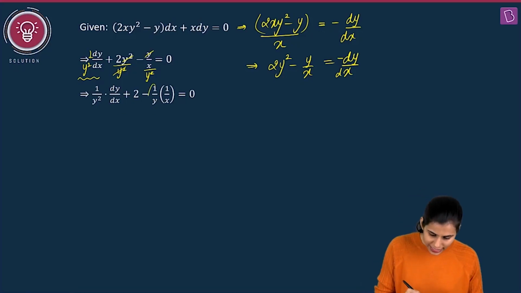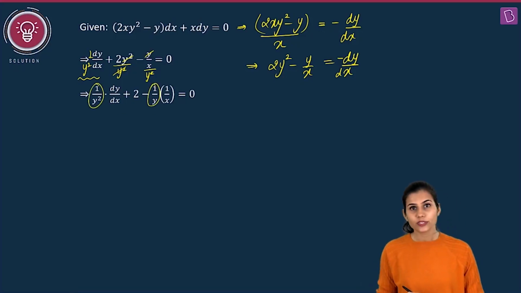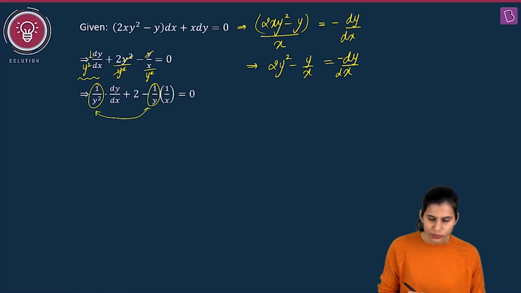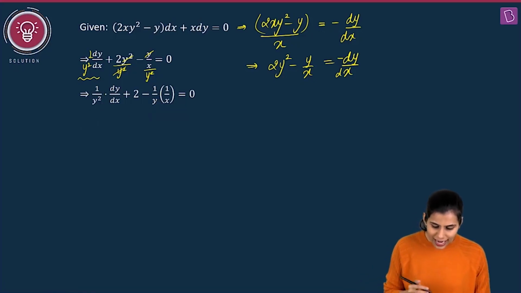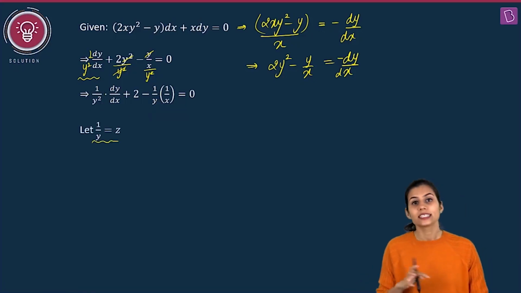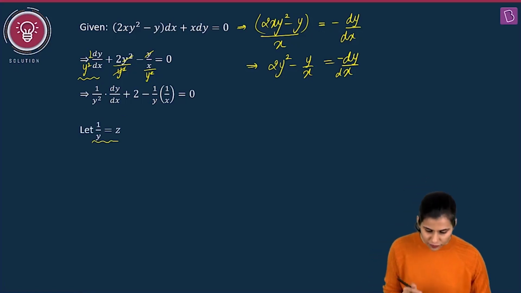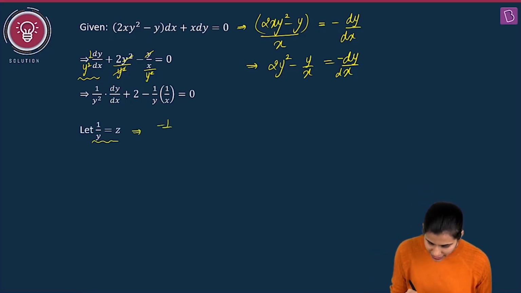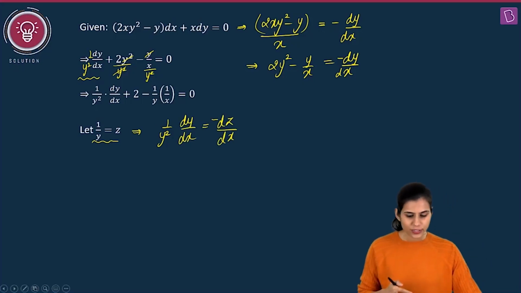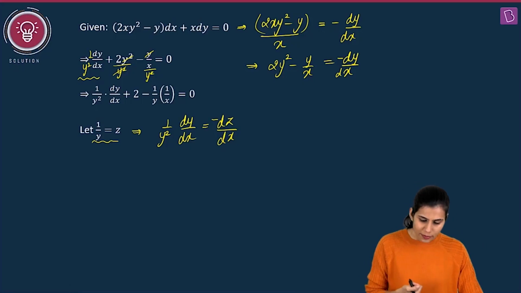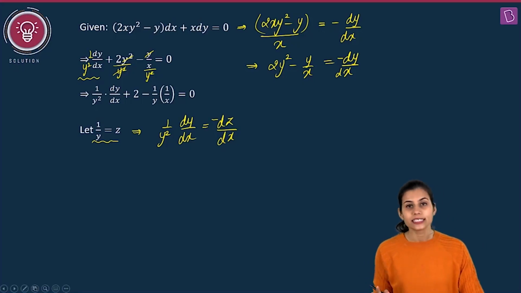Observe closely. If this is 1 by y, this is 1 by y square, and there is a beautiful relationship between these two. Differentiation of 1 by y is minus 1 by y square, isn't it? This is the reason why I will be taking 1 by y as a new variable z. Now differentiate both sides with respect to x. What will you get? Minus 1 by y square dy by dx equals dz by dx. So 1 by y square times dy by dx is minus dz by dx.